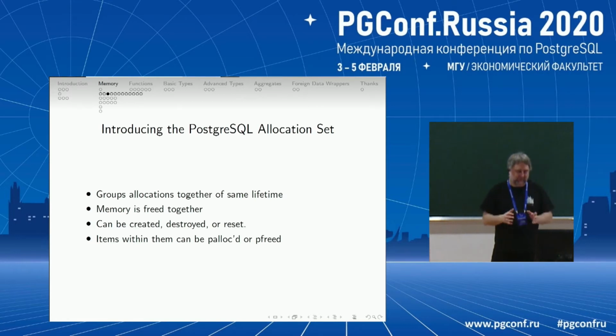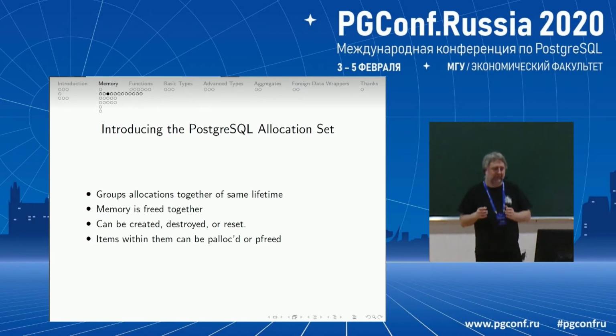You can destroy an allocation set, you can create an allocation set, or you can reset it. If you reset an allocation set, the whole allocation set may be destroyed, or it might reuse a piece of it. This depends upon how you set up the allocation set. In most cases, we don't set up these allocation sets. We let Postgres set them up. And most of the time, we don't have to think about them.